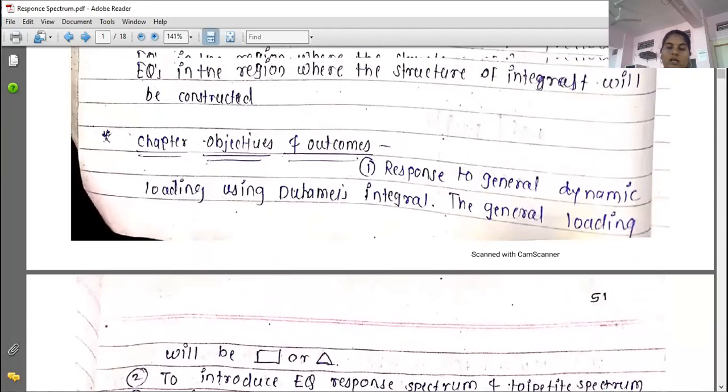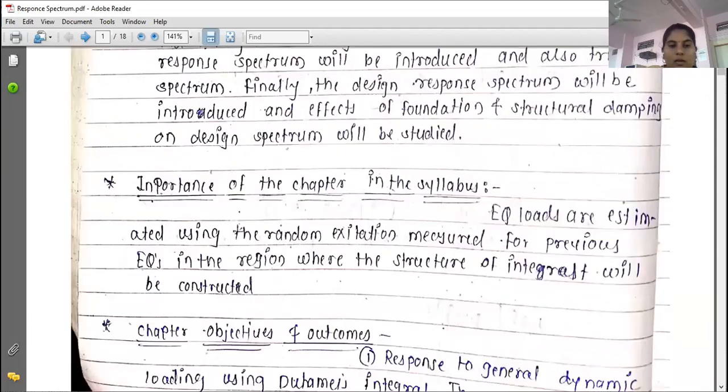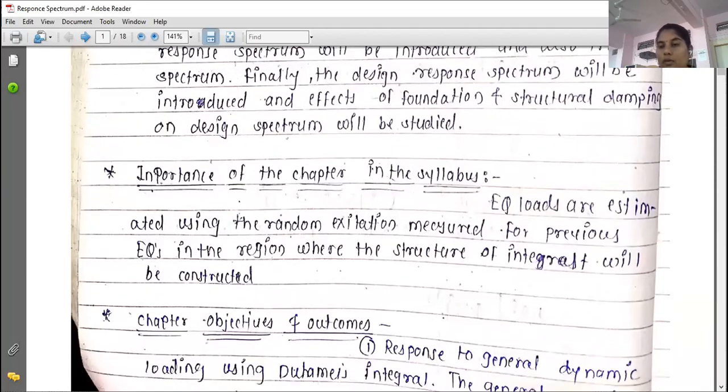Okay, now we'll see what is the importance of this chapter. If earthquake loads are estimated using random excitation measured for previous earthquakes, in the design and where the structure of interest will be constructed, then using this response spectrum theory we can understand the effect of an earthquake, and that effect is estimated by using this response spectrum theory.